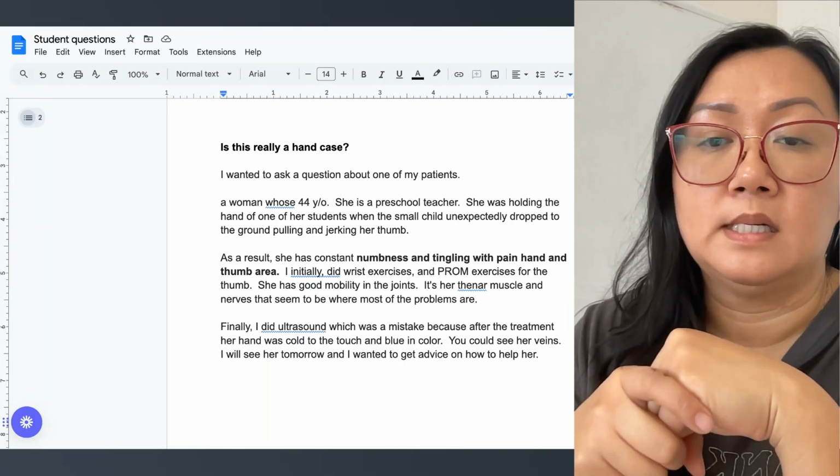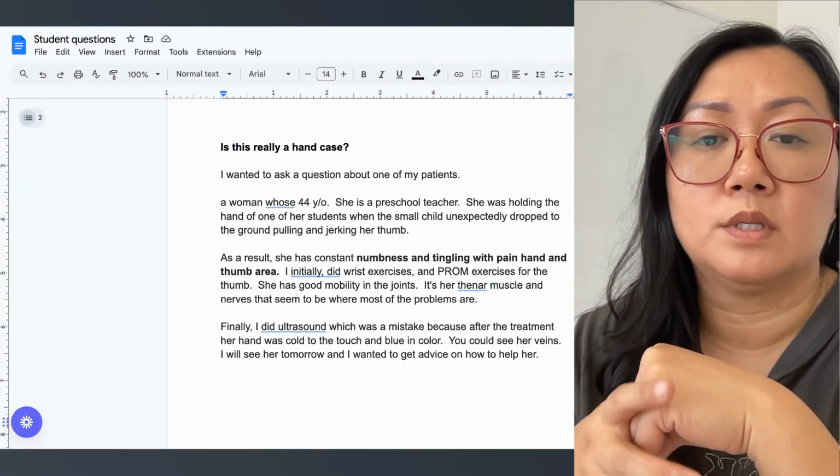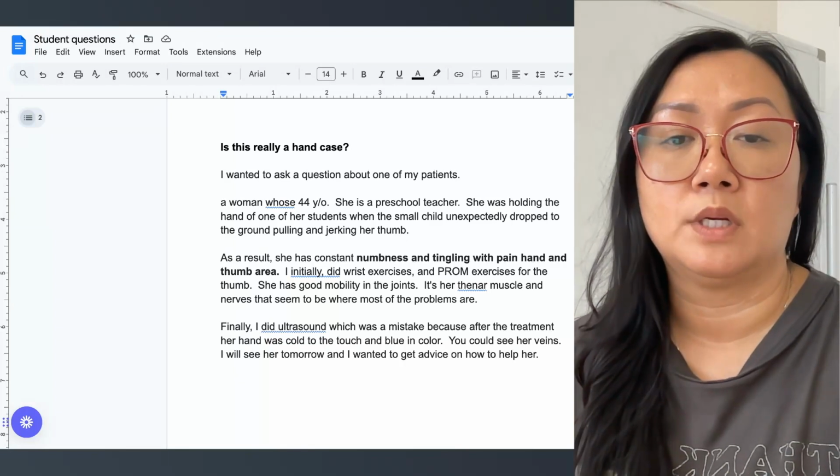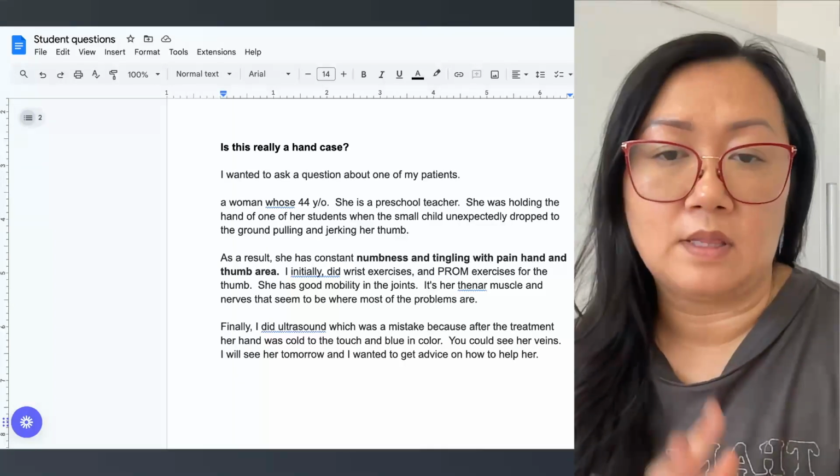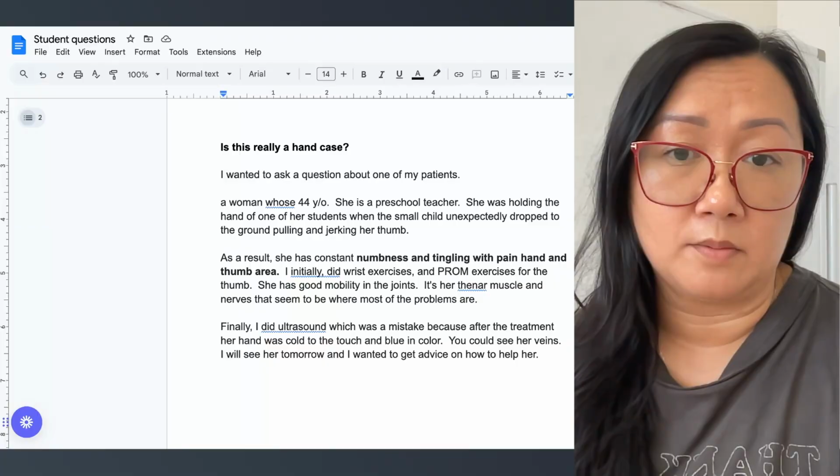So they did ultrasound, but then afterwards the hand was cold to the touch and you can see the veins and stuff like that. So let's discuss what that is really about. If you have someone who has numbness and you do ultrasound and all of a sudden their color changes, I would encourage you to think about the position that you had them in when you were doing ultrasound, right? So let's say we're at a table and you have me outstretched like this so that you can ultrasound my hand.